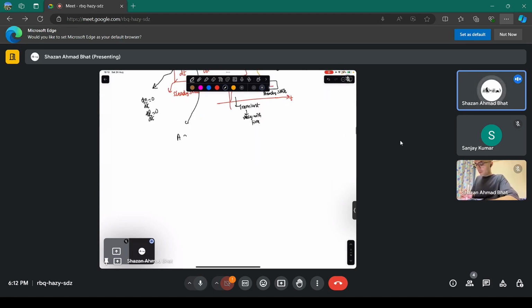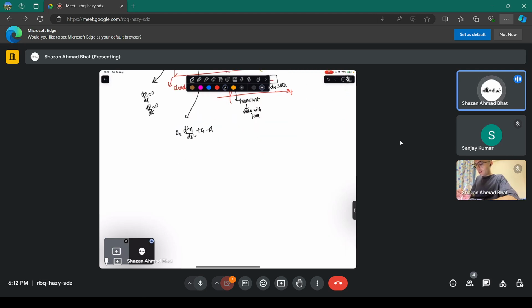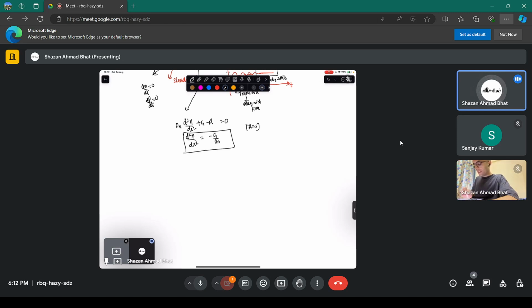Let's say for electrons, you get Dn d square n by dx square plus g minus r equals 0. Then you can write d square n over dx square equals minus g divided by Dn. Let's say recombination equals 0. If you irradiate a semiconducting material with light and some generation is happening, let's say electron hole pairs are generated, electrons are generated and holes are generated.